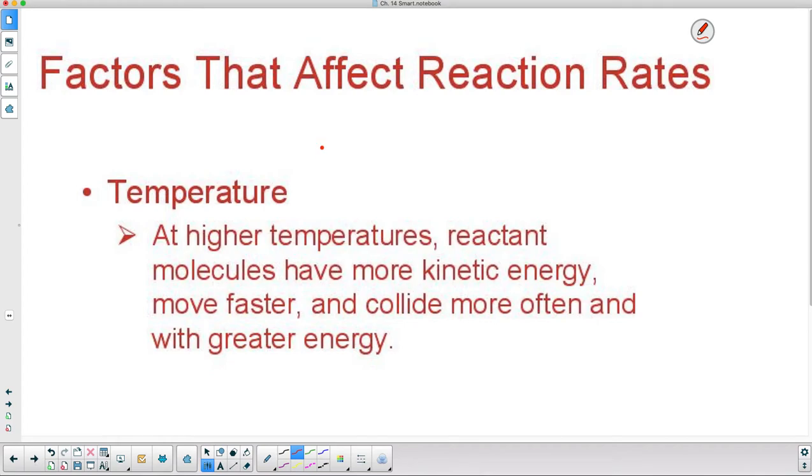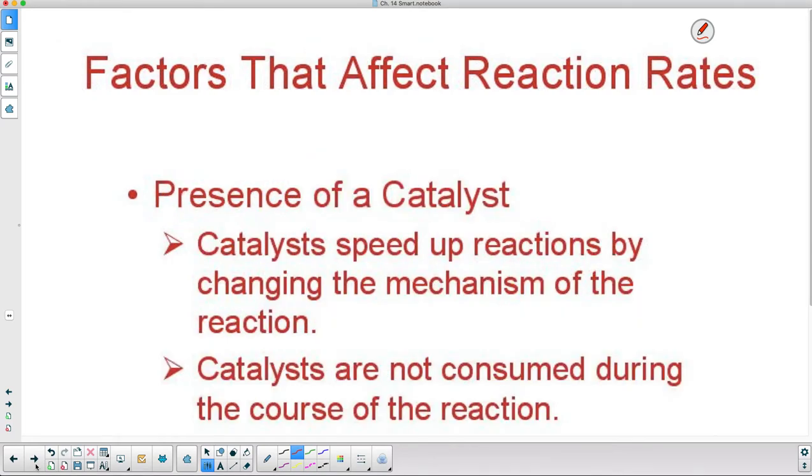Temperature. If you increase the temperature by 10 degrees Celsius, you typically double the reaction rate for a reaction. That's a very general understanding: an increase of 10 degrees Celsius doubles reaction rate. At a higher temperature, the molecules are moving faster and have a better chance of colliding more often to produce products. The presence of a catalyst is the fourth one, and this is the one you probably see the least.